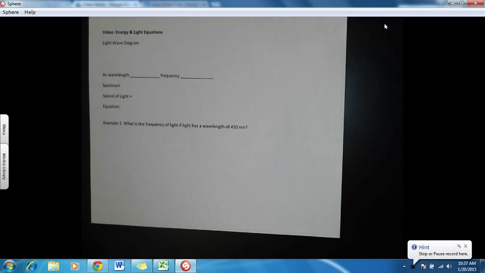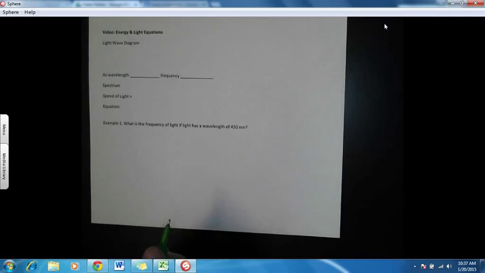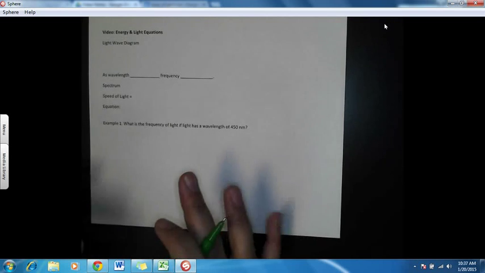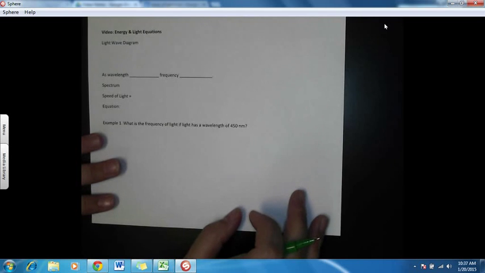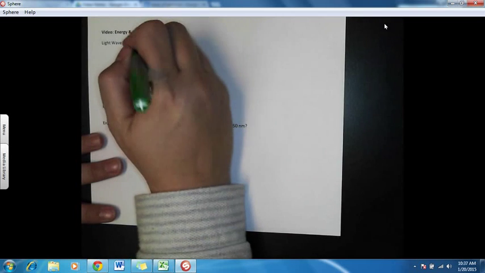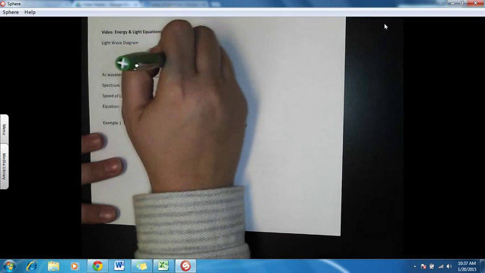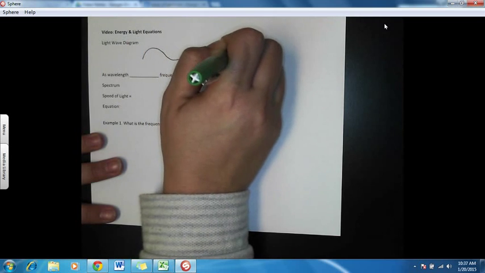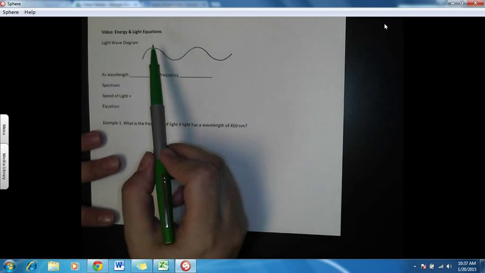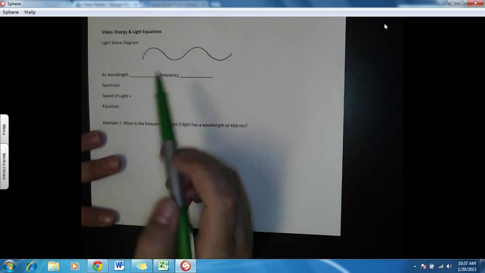So today we're going to look at energy and light equations. We just talked about how to read the Bohr model of the hydrogen atom. Today we're going to look more in depth at light and characteristics of light. And so we have a light wave, just like any other kind of wave. It goes like this, right? And you have crests and troughs and things like that.